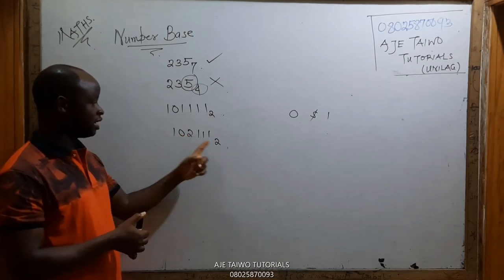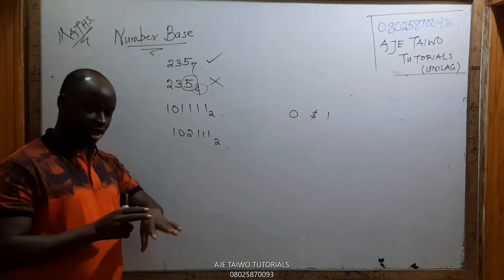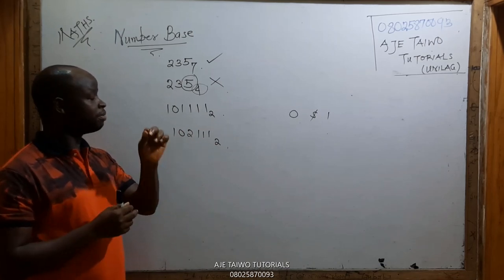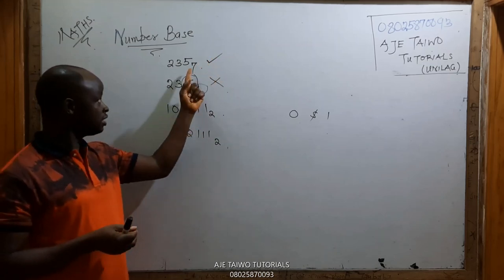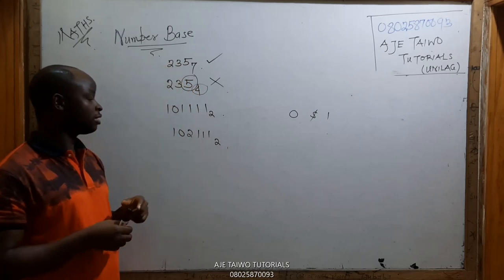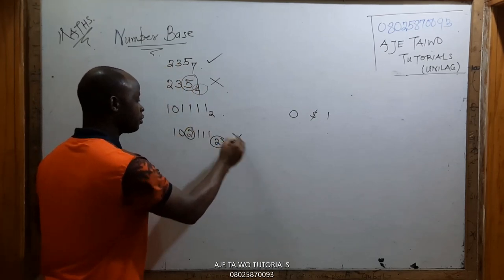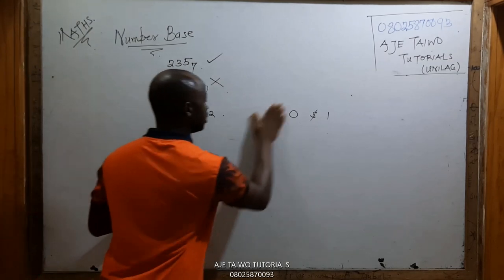Now, I was expecting you to ask that question: what if they are not the same? What if the digit A and the base A are the same? That is still not allowed. What I've said is that the base should be greater than each individual digit. So the base must be greater than each of these digits. This is not possible because of these two. So you have gotten that idea.